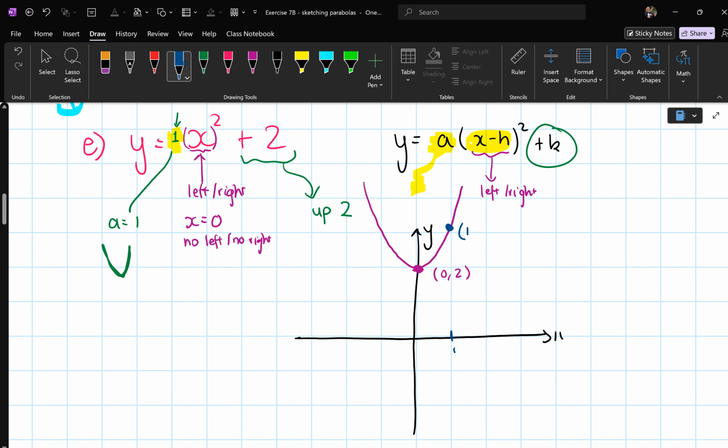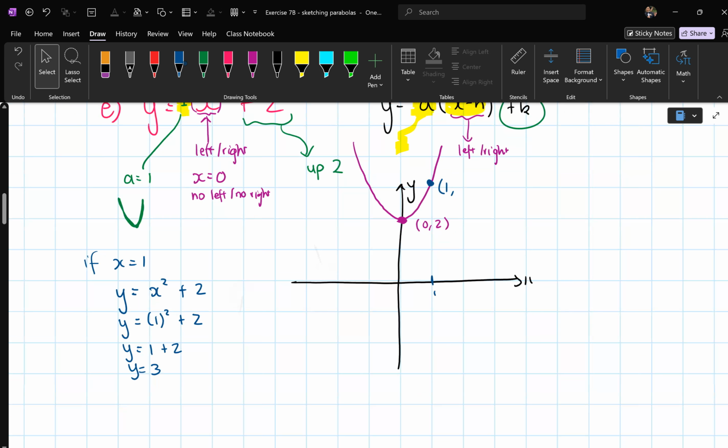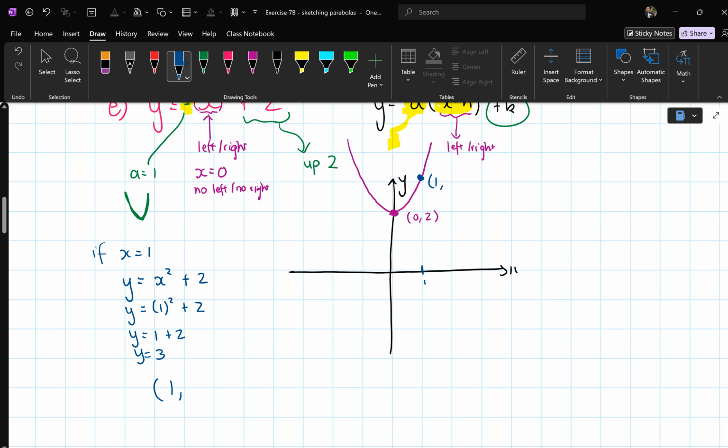It could have been anything. So if you set x equals 1, how do you find the y? Use the rule. The rule says here it's x squared plus 2. So substitute 1 in, and you get 1 squared plus 2, and you get 1 plus 2. So that means when you choose x is 1, the y coordinate is 3.